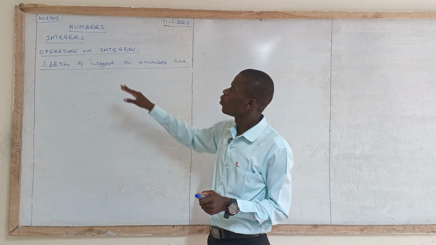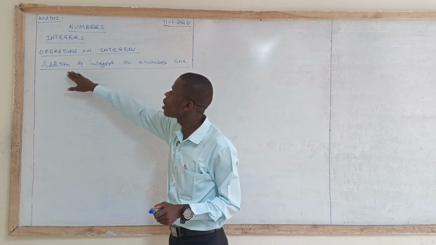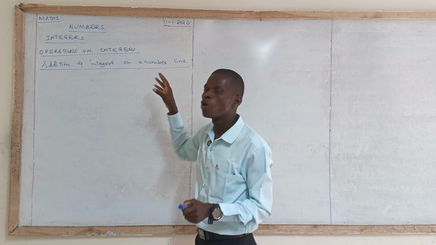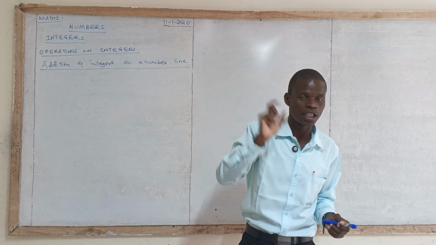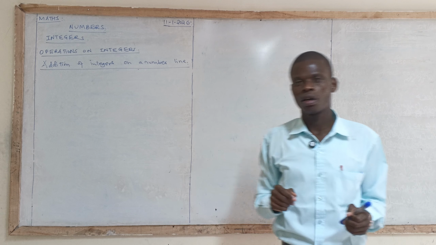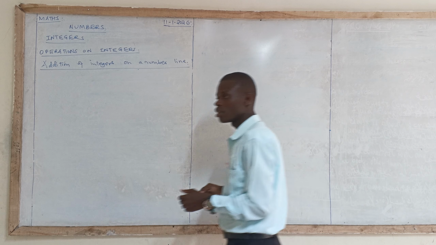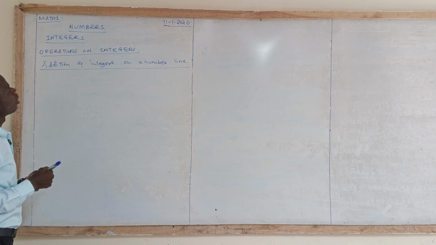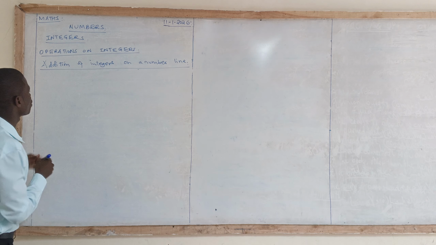So here, we want to look at operations on integers, starting with addition of integers on a number line. What is the meaning of the statement? We are going to use a number line to do our addition. How? We will know how in the next 1 to 2 minutes. So, addition of integers using a number line, or on a number line.